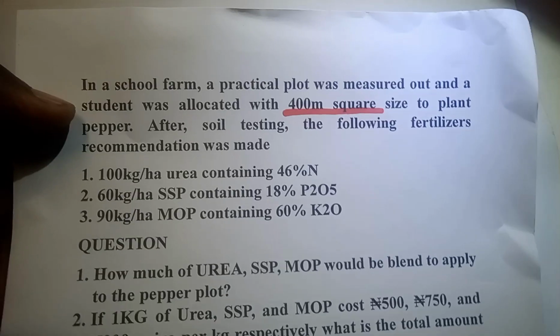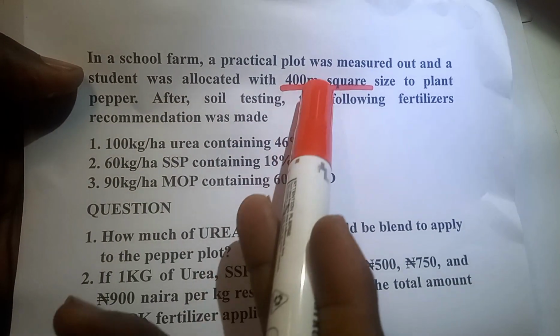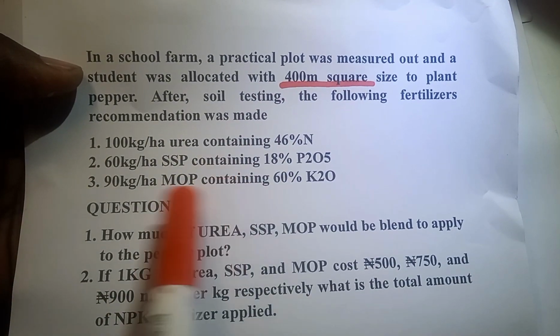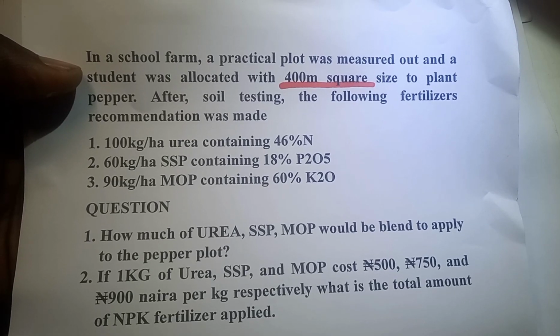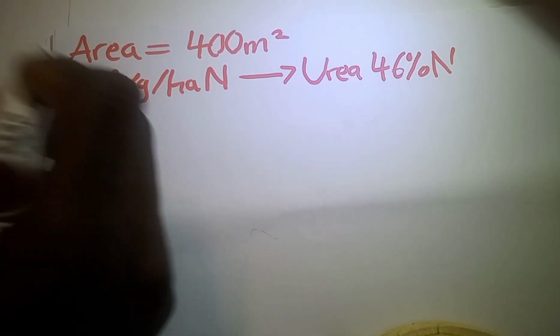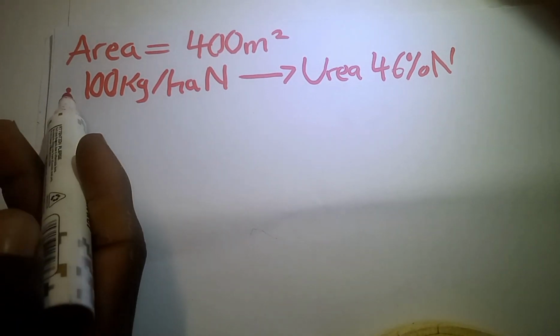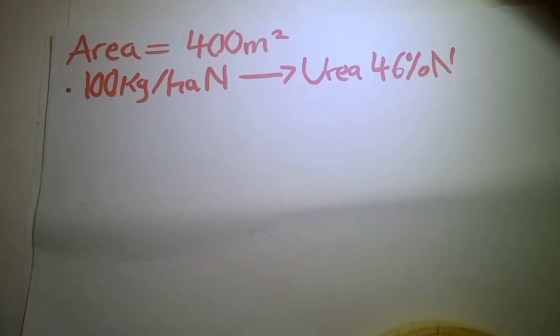Now I want to write out all these parameters and the area that I was given, so I will use them to calculate this question. Just follow me carefully. I have written the first recommendation that was made, which is 100 kilogram per hectare of nitrogen, from urea containing 46% nitrogen, and I wrote the area.